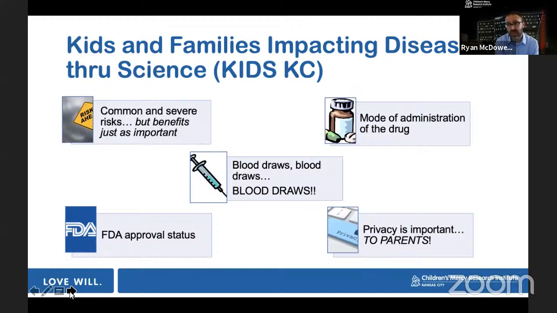Especially those who had participated in PK studies in the past. I can't understate it. They are definitely affected by blood draws. They want to know how many there are. They want to know when they're going to have them. It is a very important thing to them. It's something that I think they have to prepare themselves for, and they want to have a grasp on before they commit to participating in the study. Next slide.